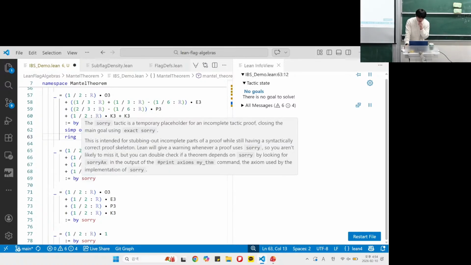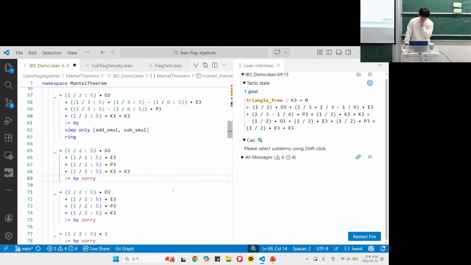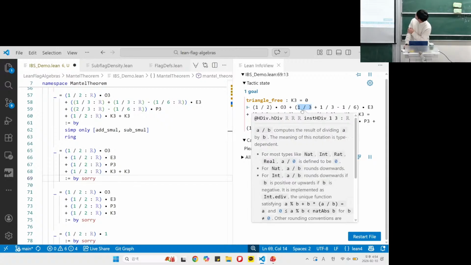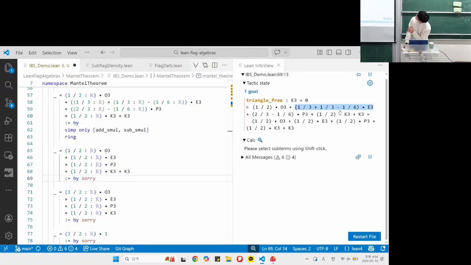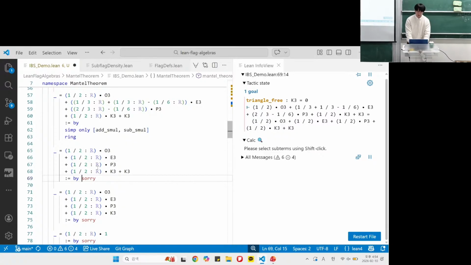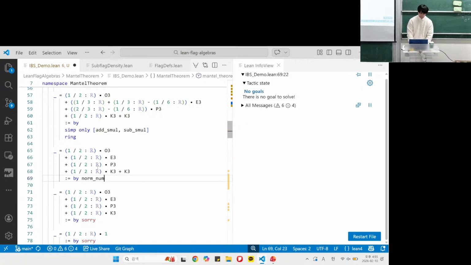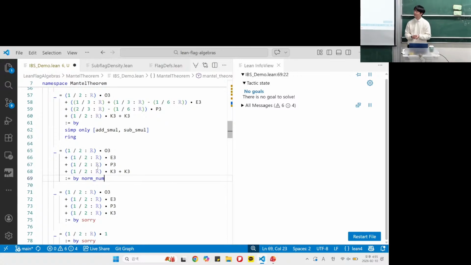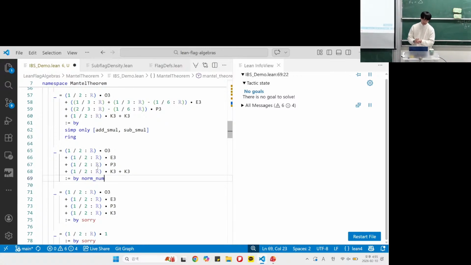Next, the next step is to compute the coefficient. 1/3 plus 1/3 minus 1/6 is just 1/2. And this process can be done by writing norm_num. This is also another automatic technique provided by Lean. This automatically handles concrete numerical calculation.